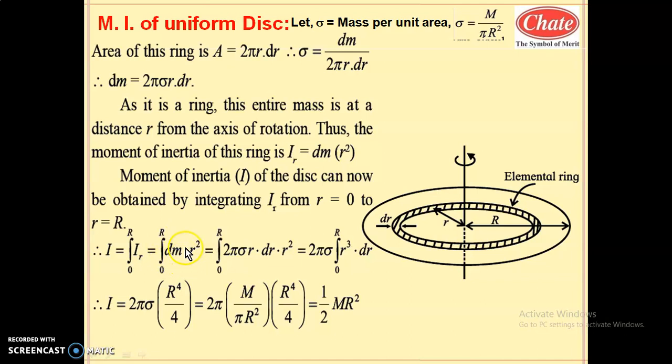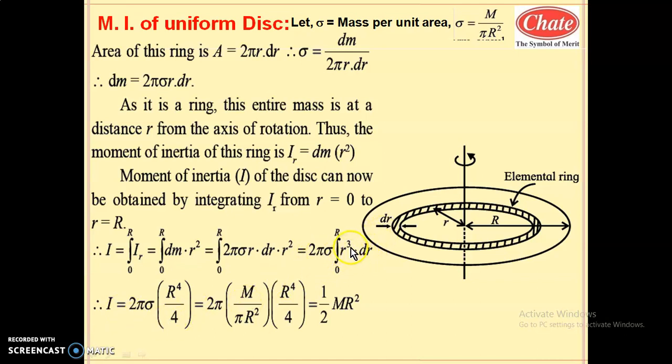But here we know the substitution of dm in terms of dr. So here two variables are converted into one variable by substituting dm equal to 2 pi sigma r dr. So dm equal to 2 pi sigma r dr into r square. Here 2 pi sigma is constant, which is taken outside the integration. Integration from 0 to capital R of r cube into dr. So here the actual moment of inertia of the disk becomes this 2 pi sigma constant.